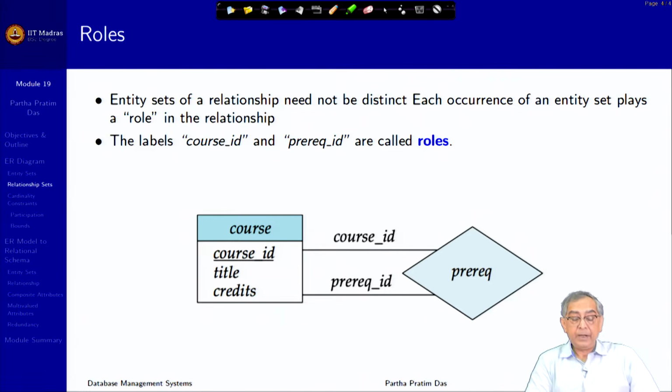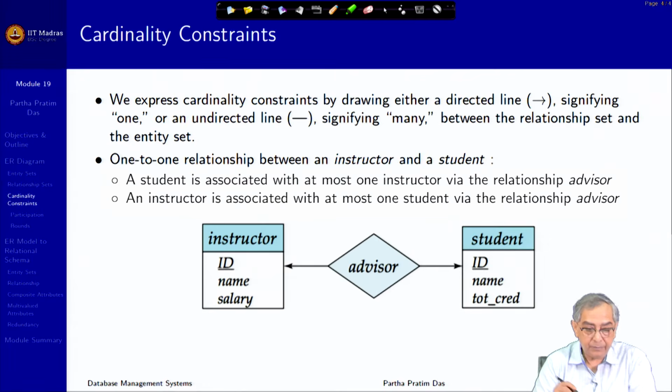So, you say that an entity here in the relationship prereq is between a course ID, which has a role of defining the course, and a prereq ID, which is actually a course ID, but has a role of specifying what is the prerequisite, right. So, this is a typical kind of model.